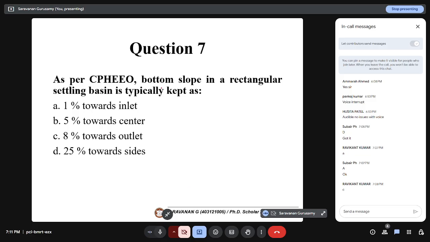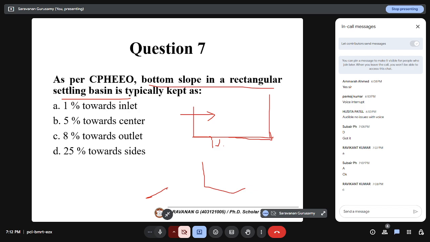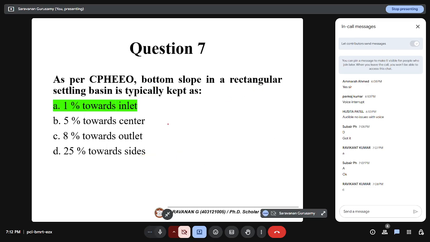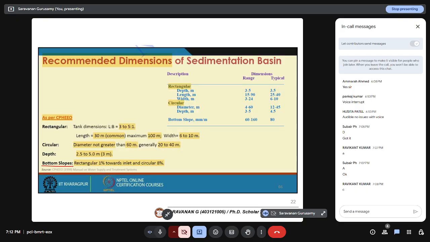As per the CPHEEO, bottom slope for a rectangular settling basin. Why do we need a bottom slope? Because only then will the water move. Without any slope, water will not move. If it is a rectangular tank, a small slope is required, only 1%. If it is the circular one, how will the slope be? The slope towards the periphery will be 8%. So see here, the bottom slope will be rectangular 1%, circular 8%. 1% will be towards the inlet.